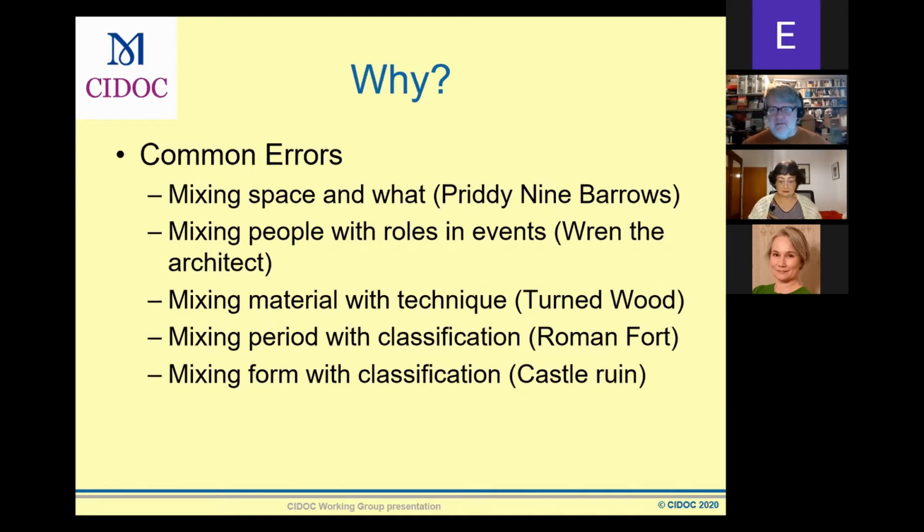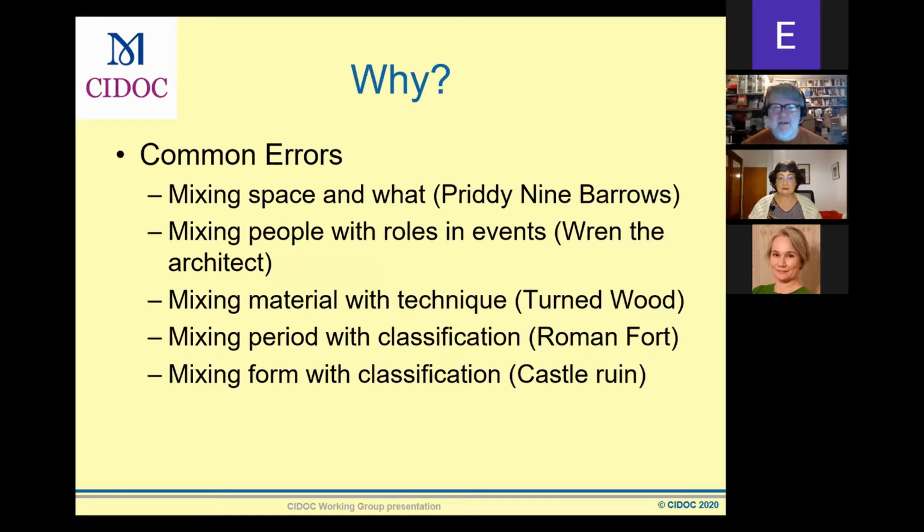It's all right if you've got something like this example of Pretty Nine Barrows, where you've just got a mound of earth on top of a hill, we're good to go. But as soon as you start looking at more complex things, palimpsest landscapes, deeply stratified urban environments, complex sites which have evolved through time, then mixing space and what really breaks down very quickly and becomes almost impossible to use.